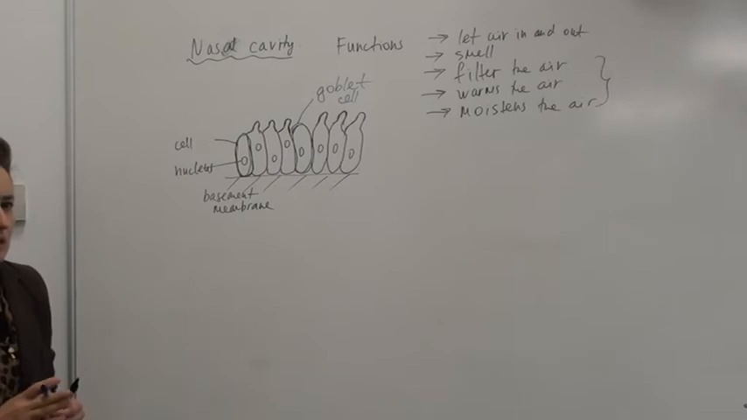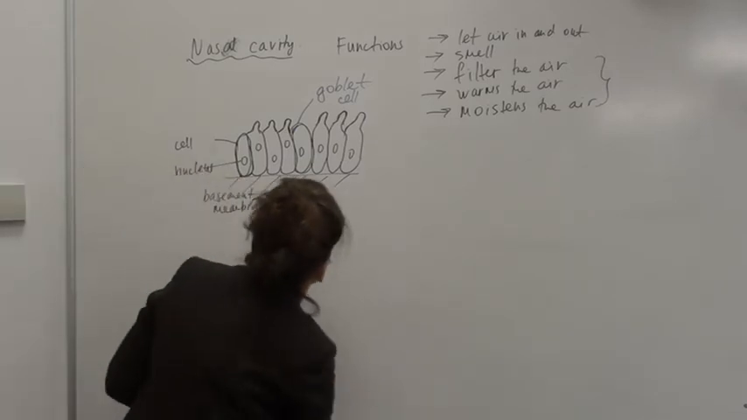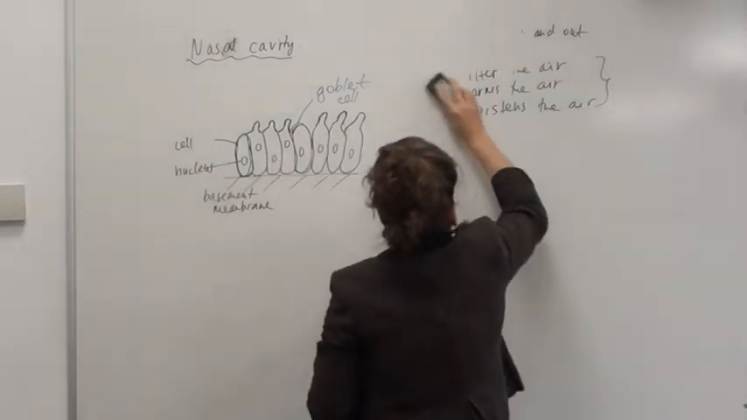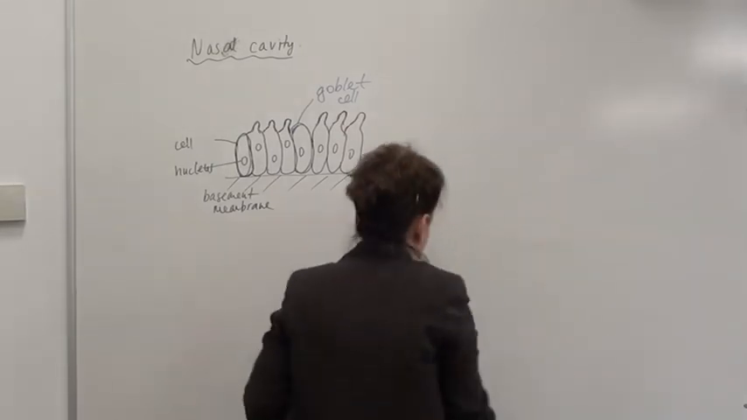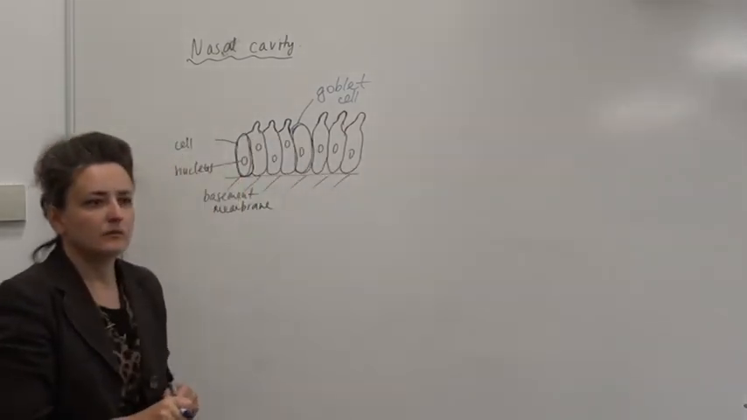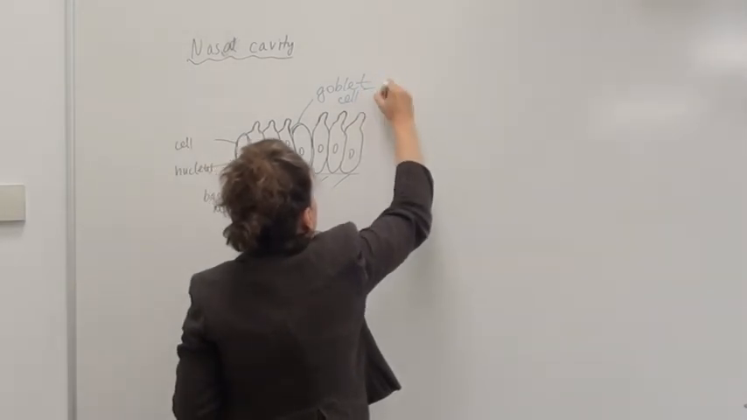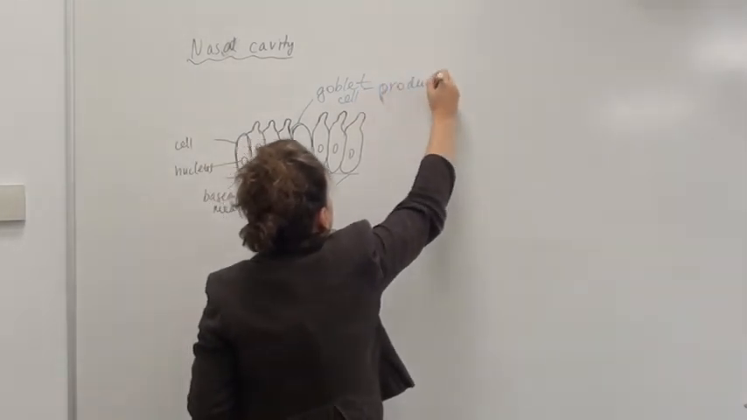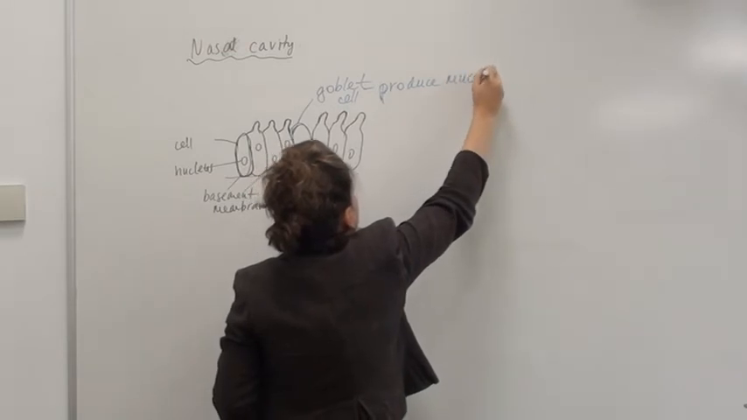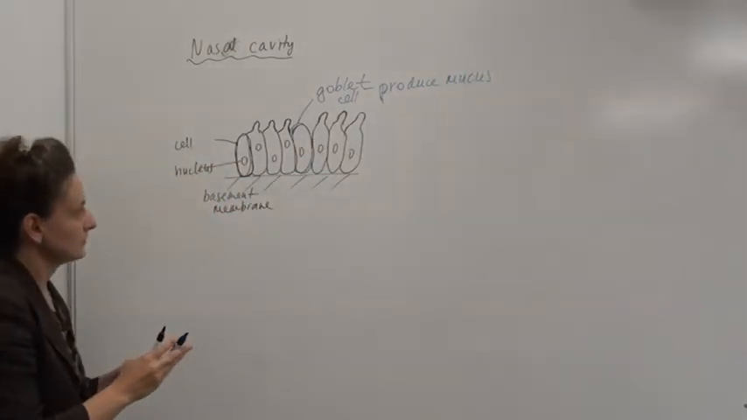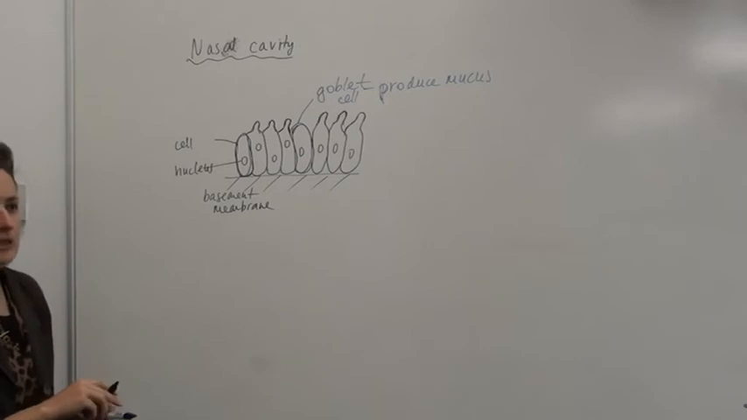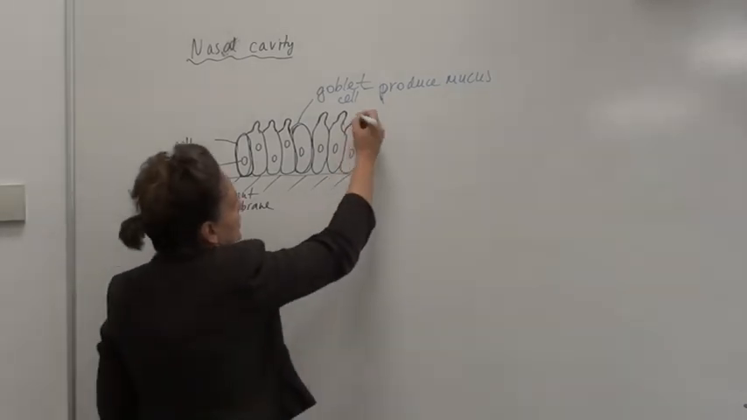A bit like Harry Potter and the Goblet of Fire, right? And these are the cells which produce mucus. And then the rest of your cells will have projections.